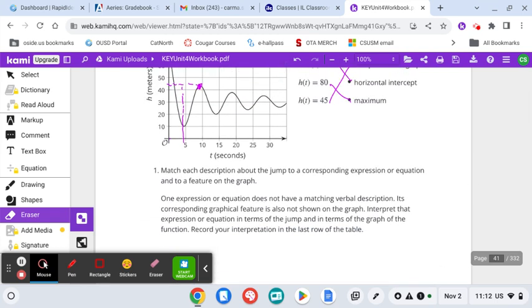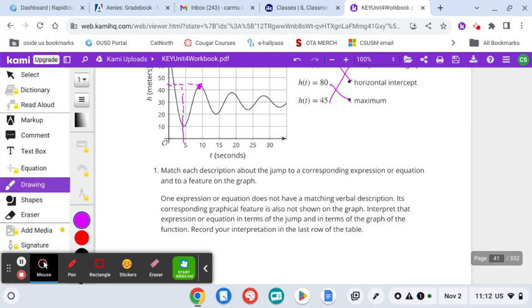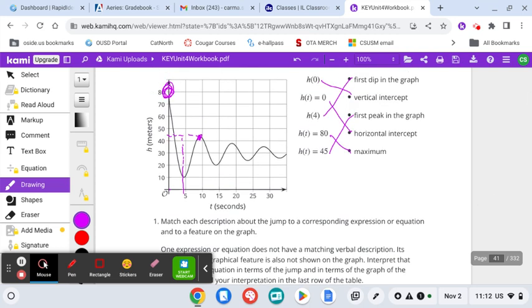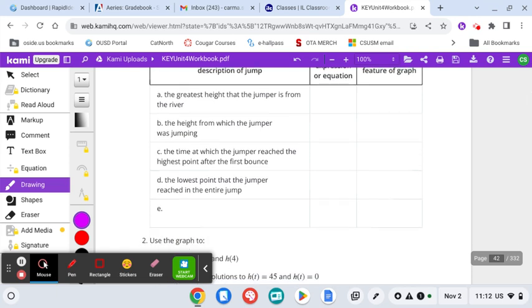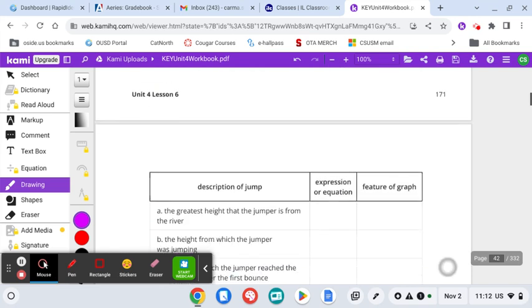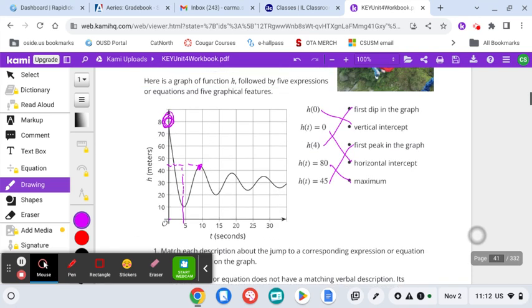Now, number one, this goes to the next page. So one expression or equation does not have a matching verbal description. Otherwise, we're going to put all of these with their matching verbal descriptions. So these 5 are going to show back up on the second part of a table. So the greatest height that the jumper is from the river, the height from which the jumper was jumping, the time at which the jumper reached the highest point after the bounce, and the lowest point that the jumper reached in the entire jump. So take a minute to look at those and kind of go back and forth between the pages and see which one would go with which.